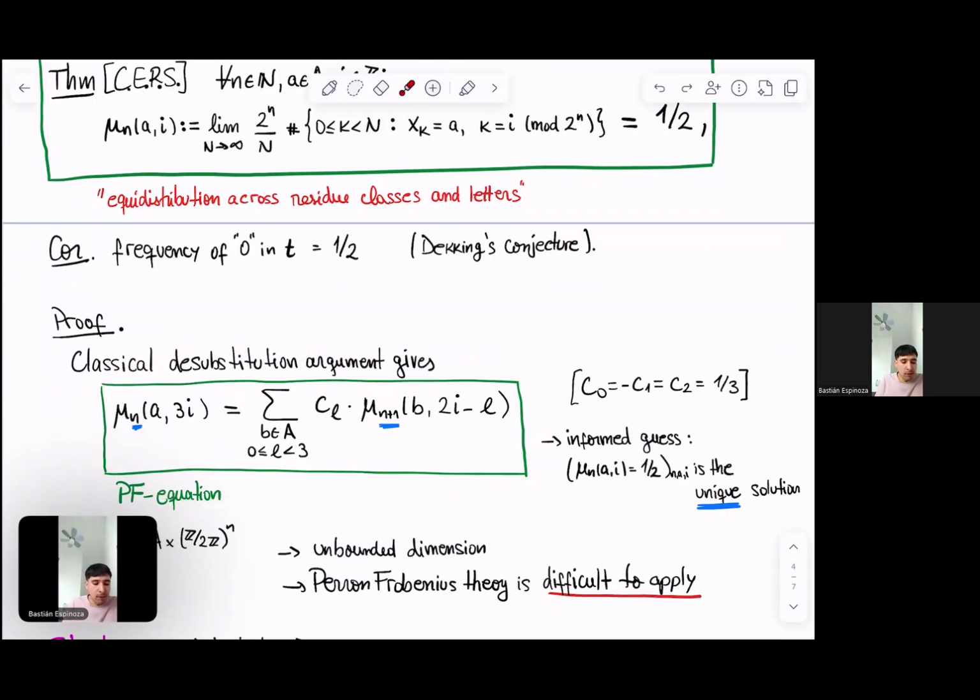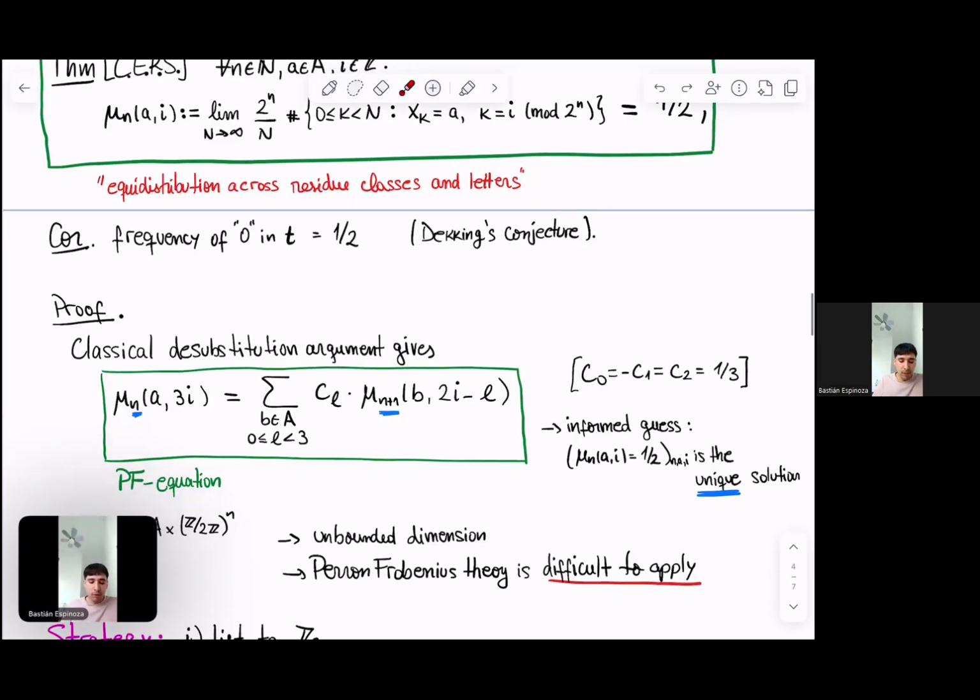It depends on the left-hand side on the level n. But on the right-hand side, we have a linear combination that depends on level n plus 1. So on the right-hand side, we need more information. We need residue classes modulo 2 to the power of n plus 1. Each time that we apply the recurrence, we lose a bit of this information. We need to decrease the power of 2 that we consider. Here we have some coefficients. These are coefficients that come from the particular combinatorics of the substitution. We don't care that much about them now.